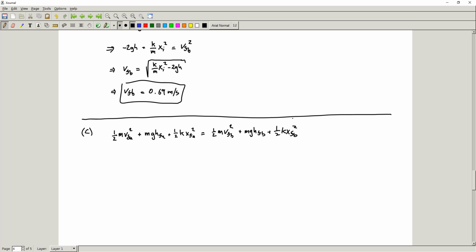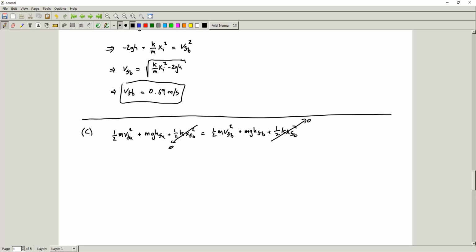Okay. So as I said, there's no spring involved in the beginning here, because we're thinking about point final A as our starting point, and there's no spring involved at the end because there is no spring at point final B. So we can cross out those terms right away.